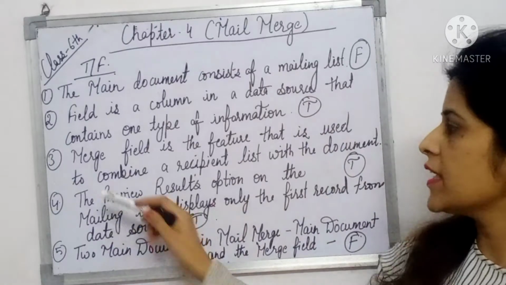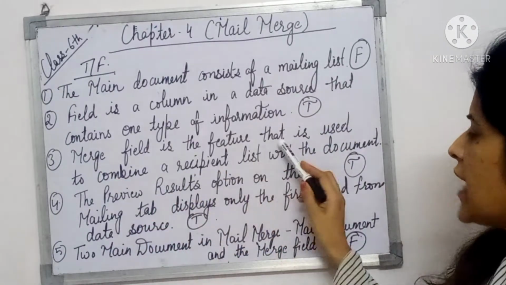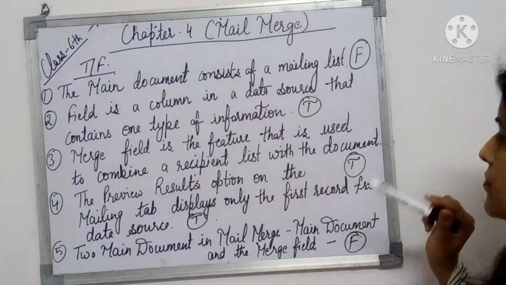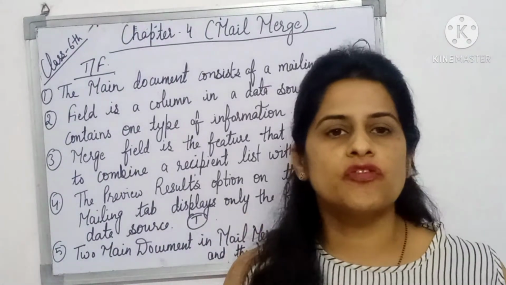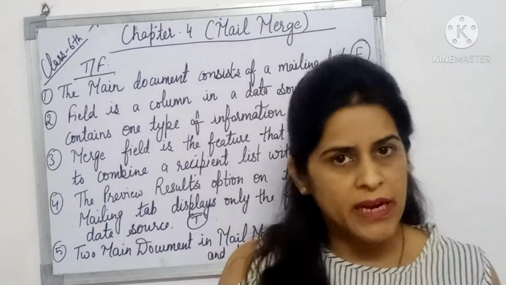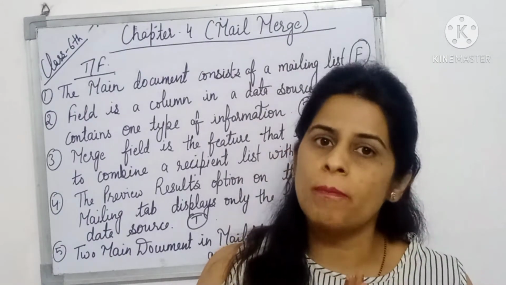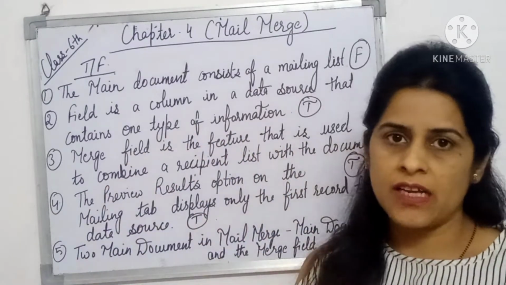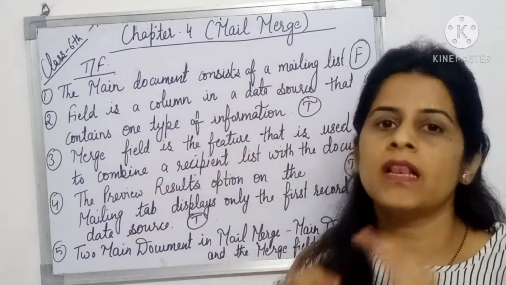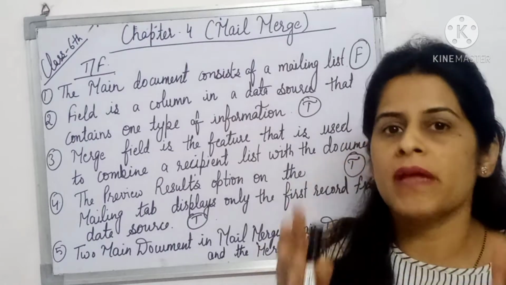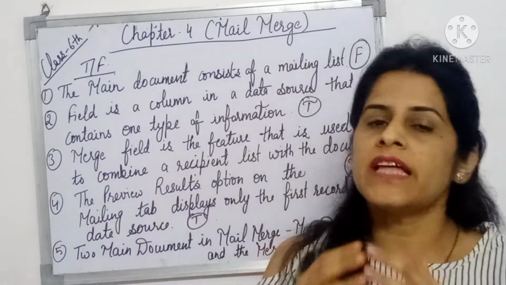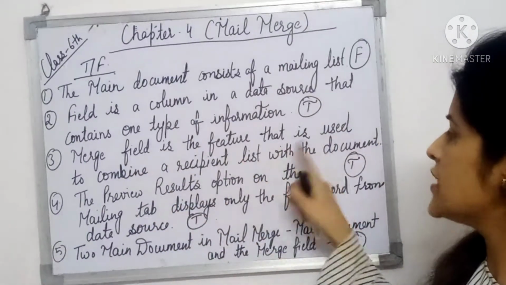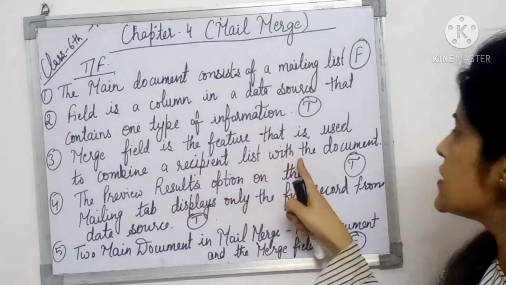And the third one is merge field is the feature that is used to combine a recipient's list with the document. What is the merge field? Like you have written a main document in which you have written a matter, and after that you have made a data source in which you have made a table. Now you want to link the main document with the table. Then what will you use? We will use the merge field. So merge field is a feature that is used to combine a recipient list with the document.